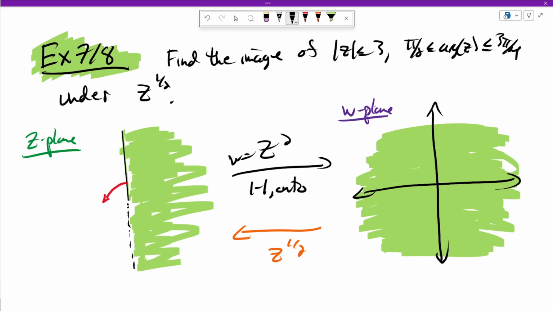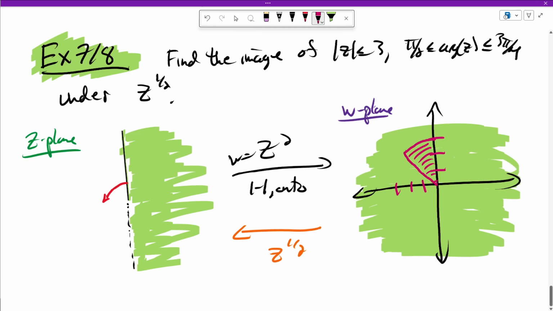Okay, so here we have the set of points where the modulus is less than or equal to 3. That's a disk of radius 3, but we don't want all of the arguments. What we want here is just the arguments that are between 90 degrees and 135 degrees. So if we were to draw that, it would look something like this.